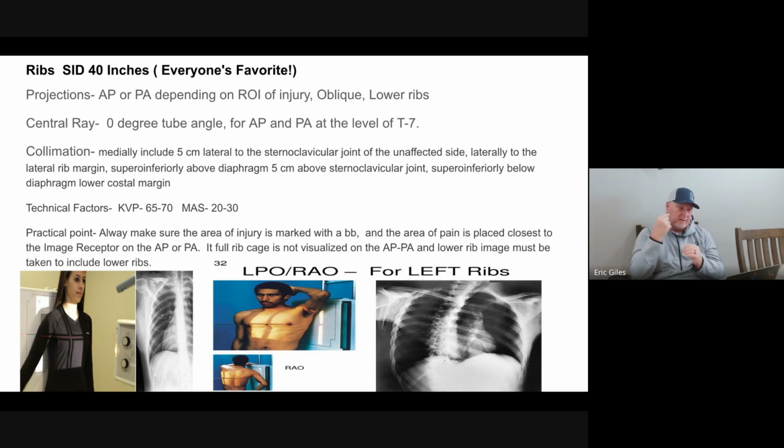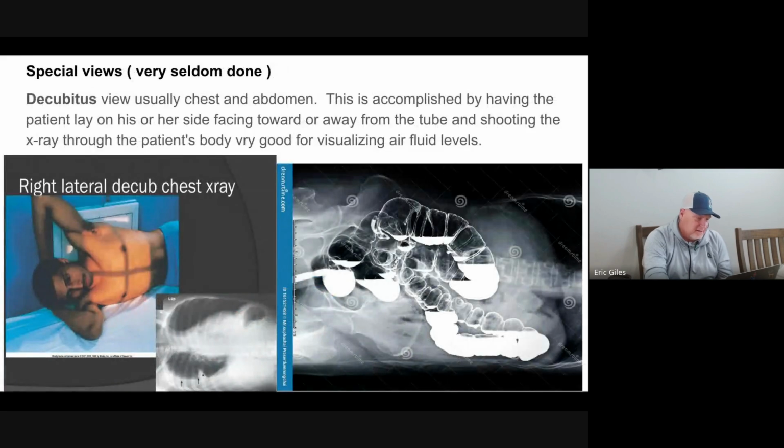I know it's kind of hard to look at that, and it is kind of confusing. But yes, there are certain ways you do need to do ribs, and we will talk about that more with our positioning video about ribs, which will come out here in a little bit. And I put up here that it's everybody's favorite. I get the same complaint from everybody when it comes to ribs, because they're a little bit tricky to get sometimes. Okay. Special views, we're almost done here.